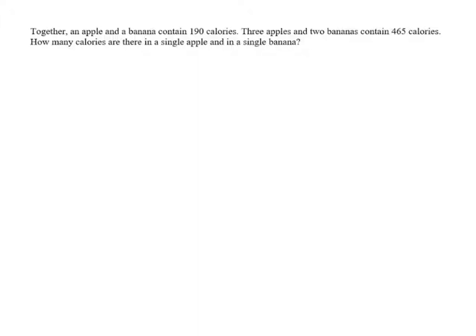Since they're asking for the number of calories in an apple and in a banana, we're going to let those be our variables, x and y. So let's let calories in an apple be x, and let's let calories in a banana be y. Now we have 2 variables, so we're going to need to write 2 equations that model the situation.